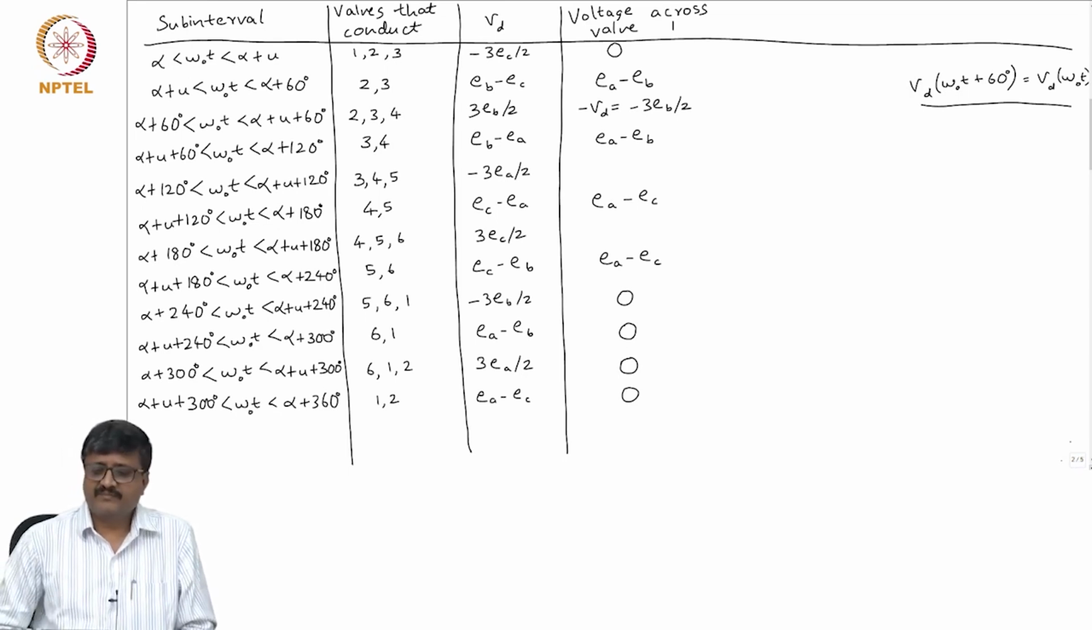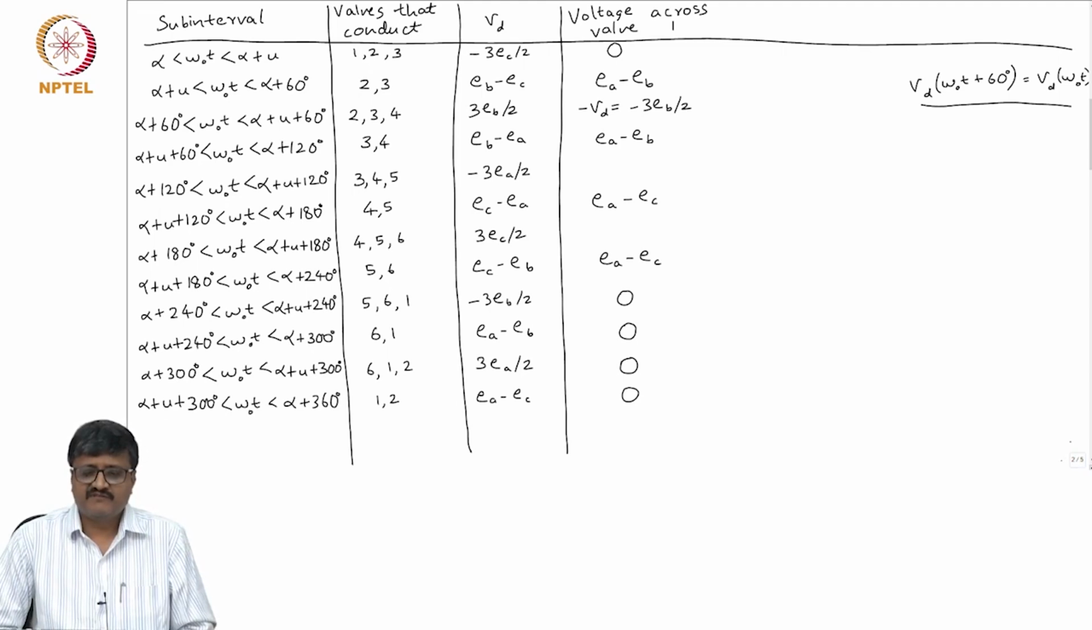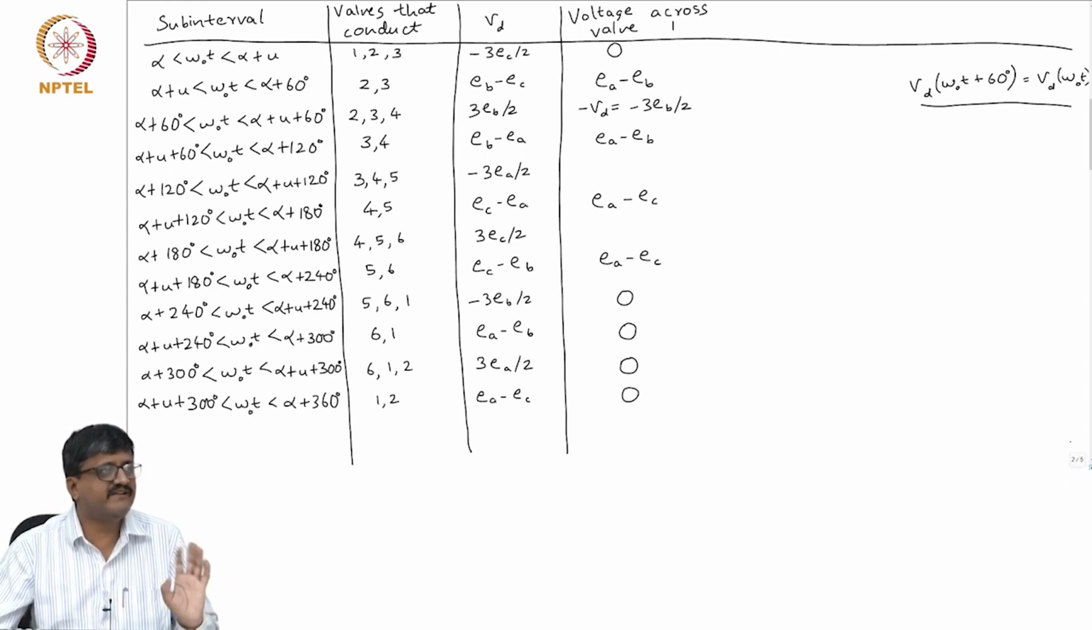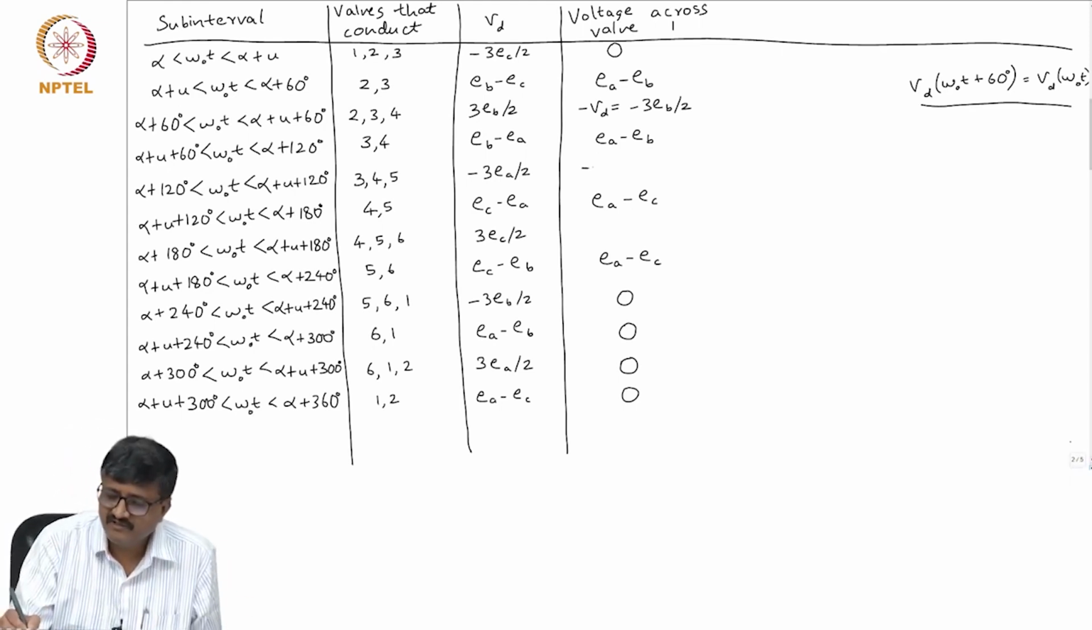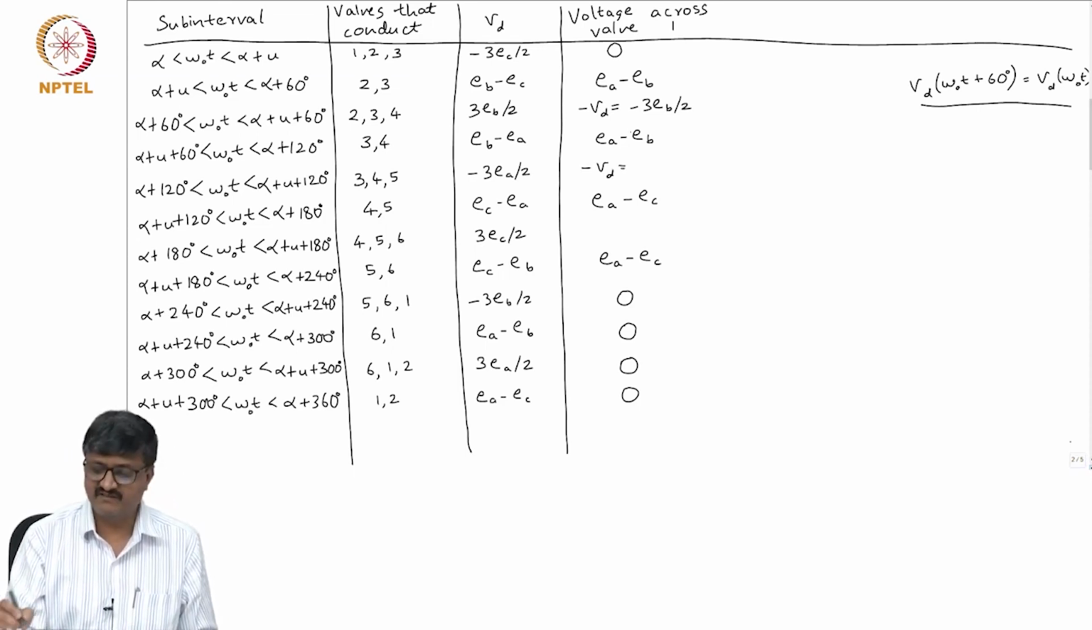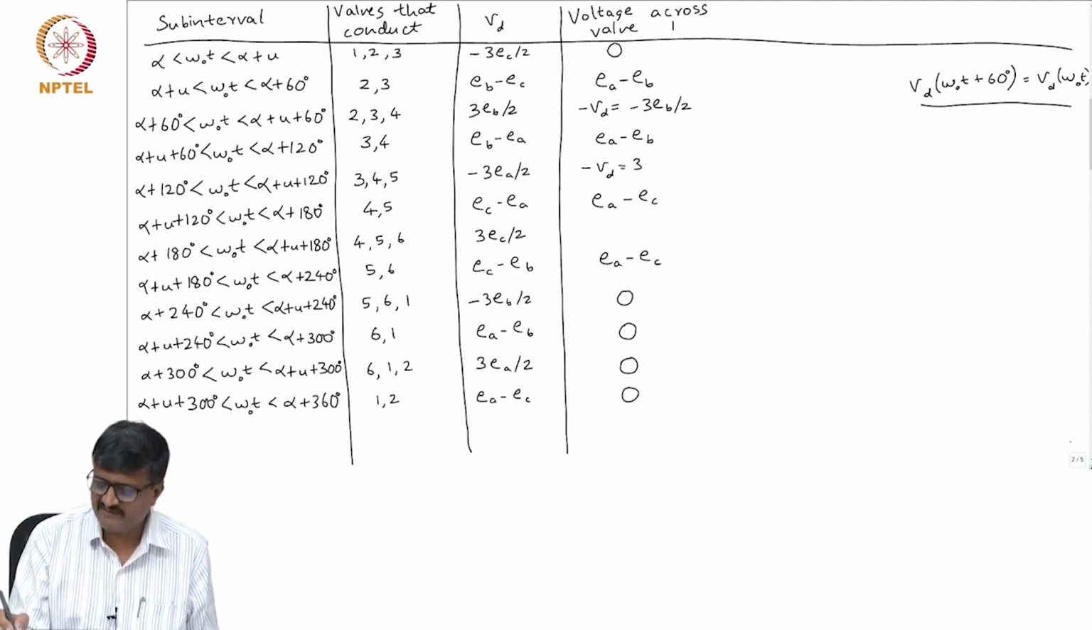So, if I go to the subinterval in which valves 3, 4 and 5 are conducting, even here, as long as 4 is conducting, voltage across valve 1 is minus V d. Okay. So, it is minus V d, but it is not the same expression in terms of E A B C. Look at the expression for V d now, it is minus 3 E A by 2. So, this will be 3 E A by 2.